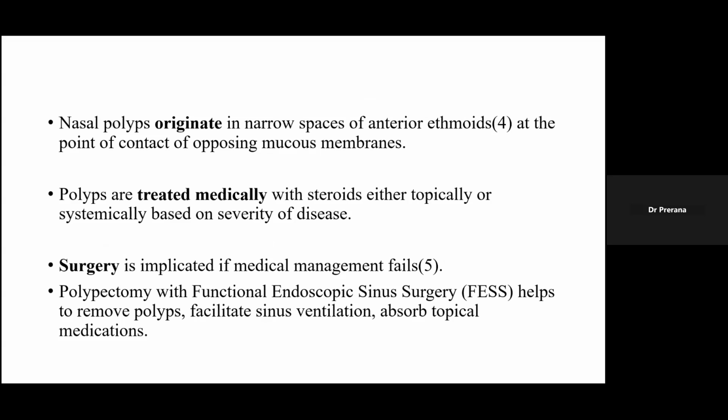The polyps are treated basically to start with either steroid sprays or systemic steroids based on the severity. Surgery is indicated in cases where medical management fails. Then polypectomy with functional endoscopic sinus surgery would play a part. The basic principle behind functional endoscopic sinus surgery would be to remove the polyps, to facilitate sinus ventilation, and to absorb the topical medications used in the form of sprays.